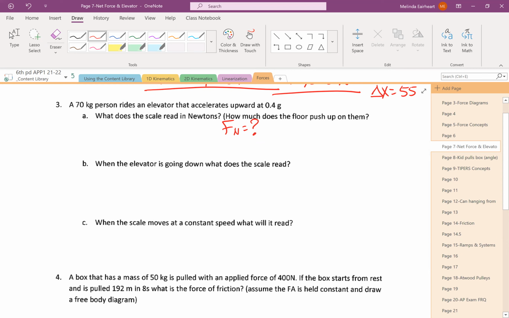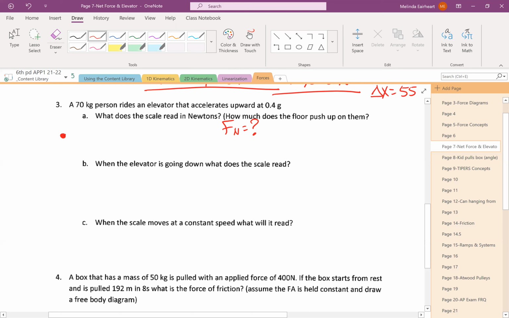Okay. So it all begins with a force diagram. Now we have 3 different scenarios, so I'm going to draw 3 different diagrams. Similarities, but differences. And we're solving for the scale reading on all of them, okay? And so for A, it says, what does the scale read in newtons?